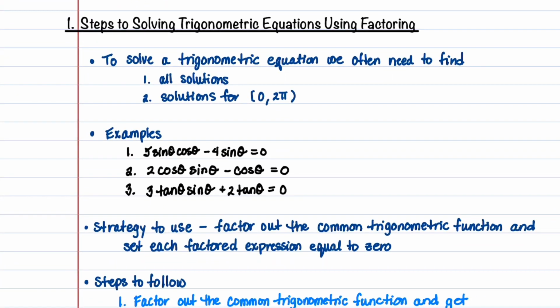In the 3 example problems that we're going to solve, we will find all solutions and then we'll find solutions for theta equal to 0 up to 2 pi. The strategy that we're going to use is to factor out the common trigonometric function and then set each factored expression equal to 0.